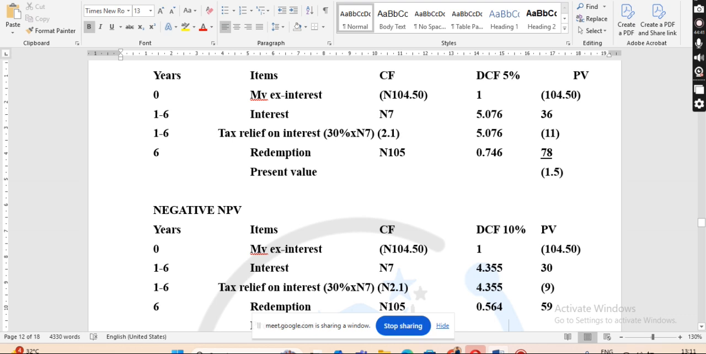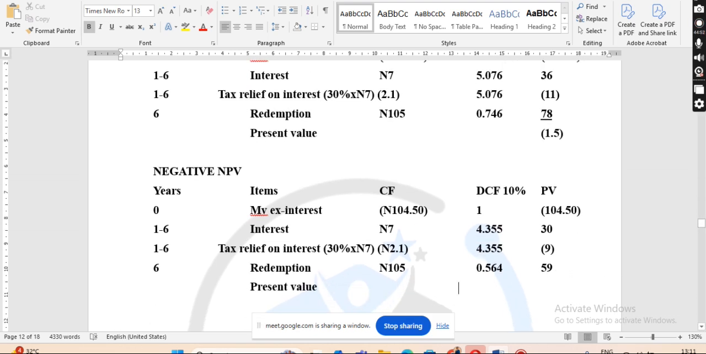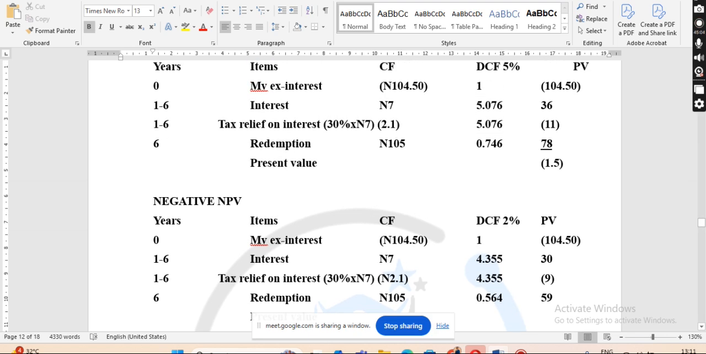When you want to get a positive NPV, use a percentage lower than the one you use for the negative NPV. So we have to bring our 10% down. Let's bring it down to 2%. You can see now. Ideally, subsequently, we will not need trial and error. We already know 5% will give you a negative NPV and 2% will give you a positive NPV. Class, are we together? Yes, sir.